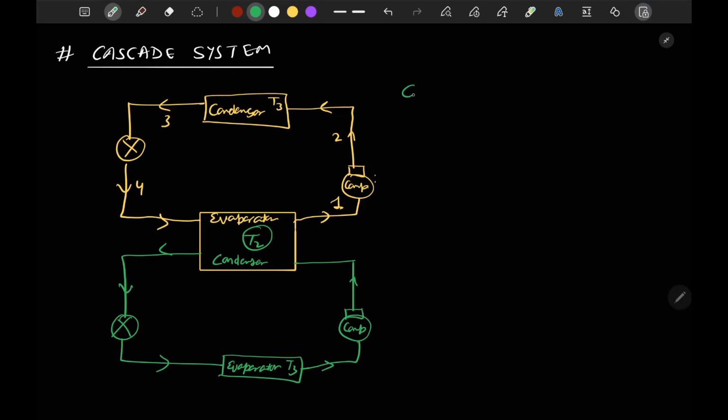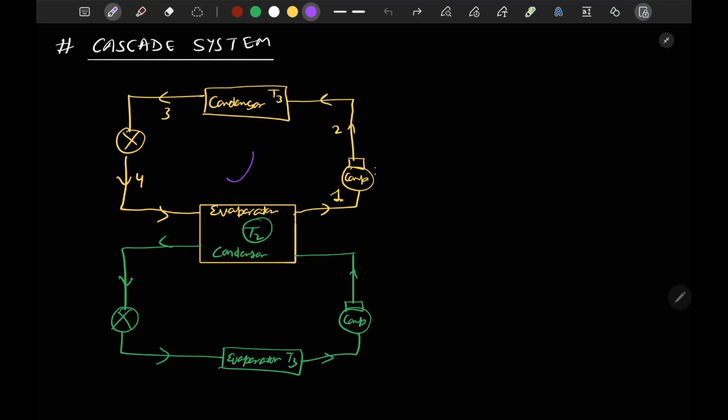So COP1 we can write... let's say this is our first loop, first refrigerant cycle, this is our second refrigerant cycle, and this is our first compressor, second compressor. Let's say heat interaction from here to be Q1, heat interaction here to be Q2, and heat interaction from here to be Q3. So we can write that COP of 1 is equal to desired effect Q2 upon work input Q1 minus Q2.